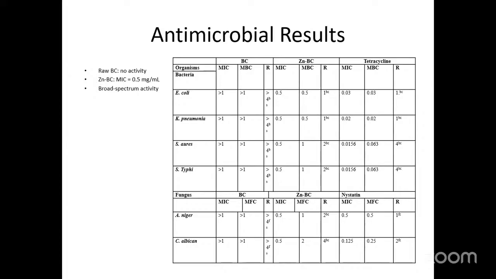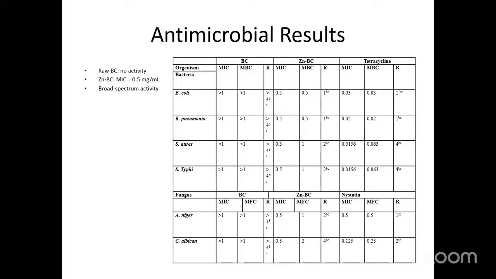So after the ion exchange, it was effective against E. coli, pneumonia, Salmonella, typhi, and then the fungi, that's the A. niger, and then the albicans. It shows bactericidal effects. When we look at the MBC, it is 1 MBC for E. coli. It's also 1 MBC for pneumonia, 2 MBC for Salmonella, 2 MBC for typhi, and then the fungus 2 MBC, and then 4 MBC.